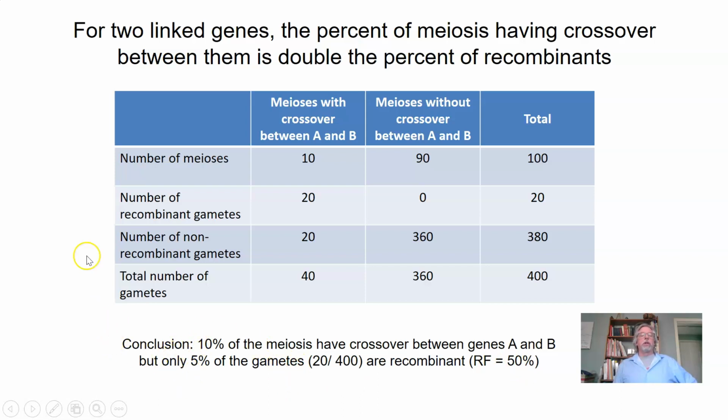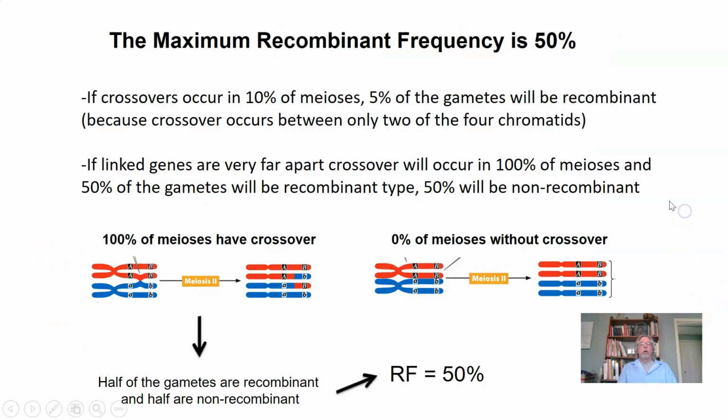So the conclusion here is there's a difference in the percentage of meiosis having crossover, 10%, and the percentage of recombinant offspring, 5%. And this relationship is always going to hold. The percent of meioses having crossover is always going to be double the percent of recombinants that result from that meiosis in that individual. Okay?